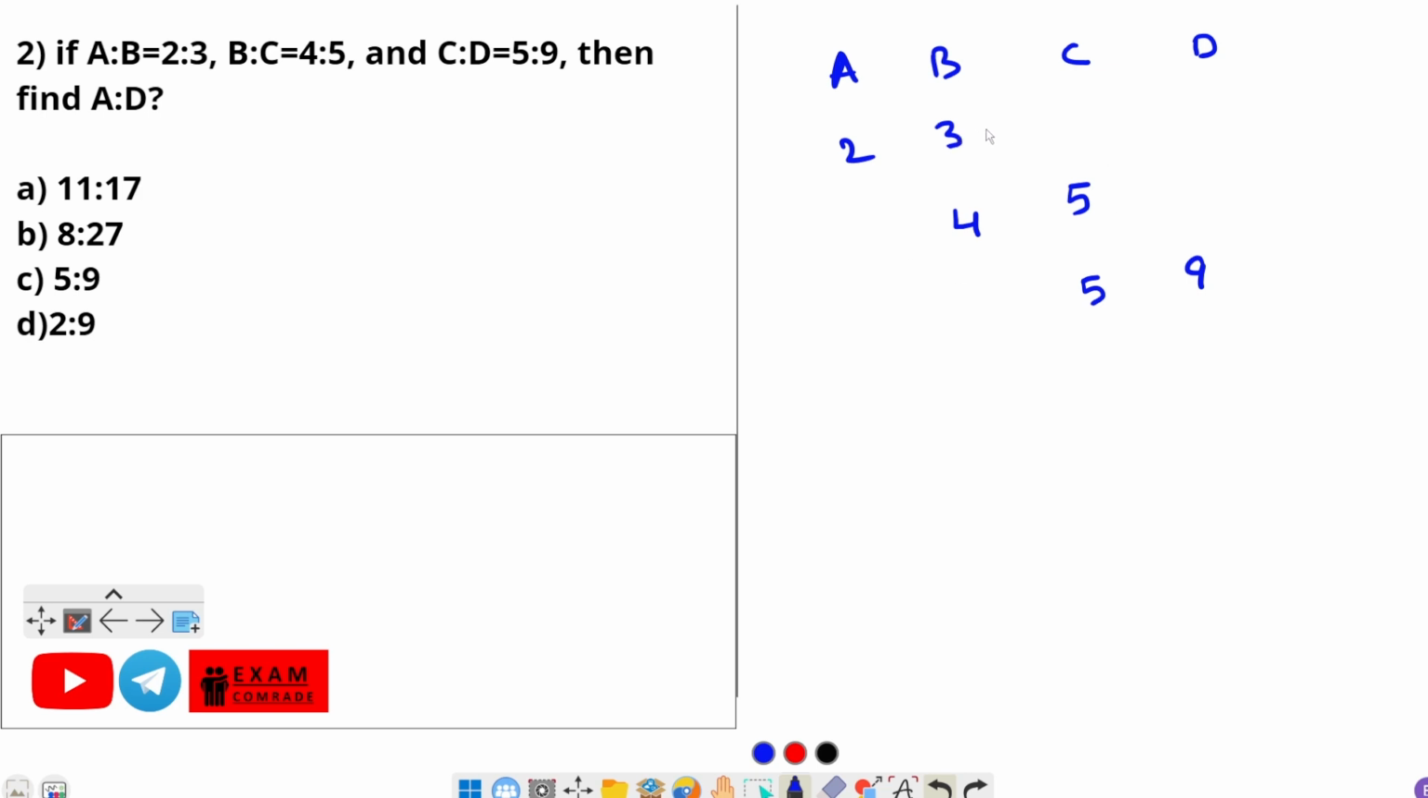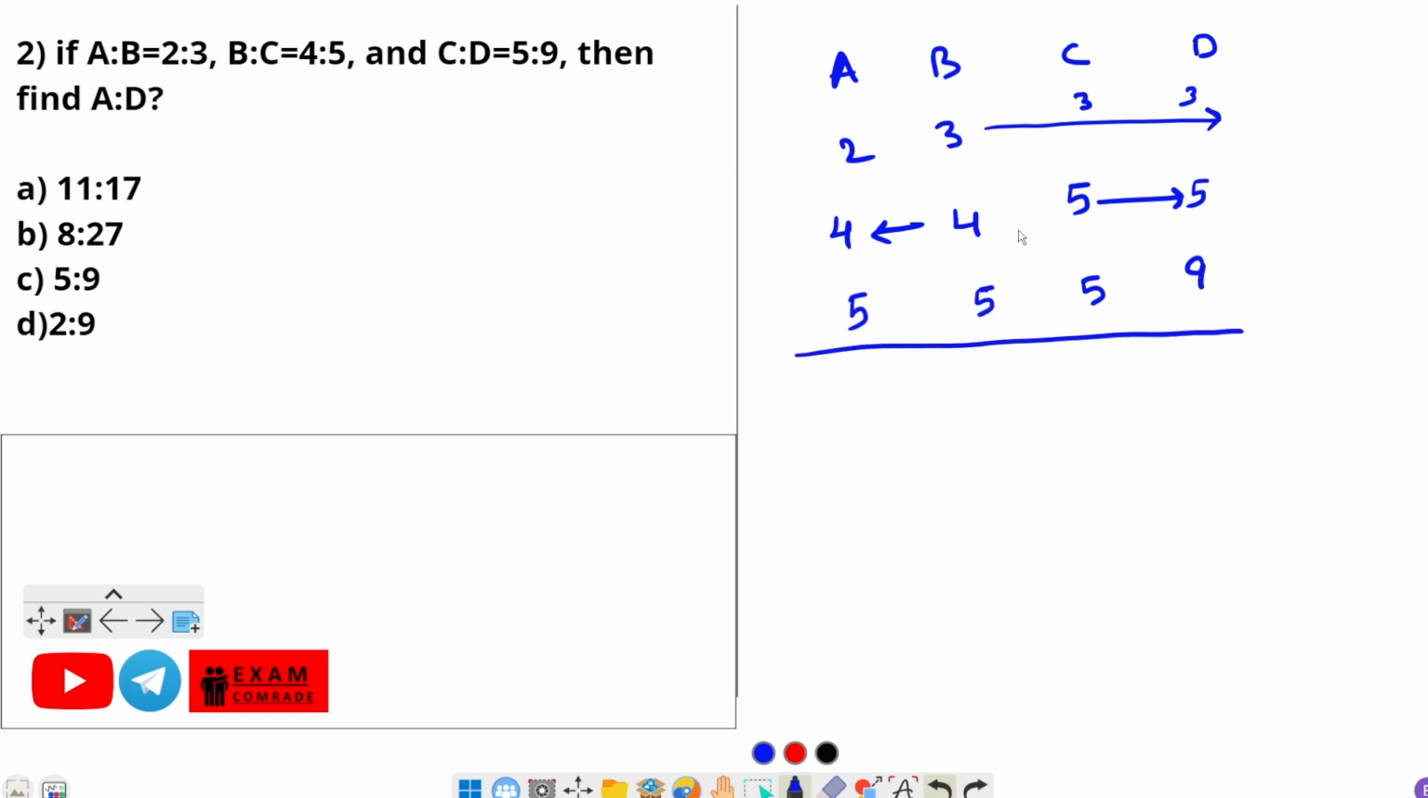Just extend this 3 to the right hand side, extend this 5 to the right hand side, extend this 4 to the left hand side, extend this 5 to the left hand side. Okay, we can see that 5 is common in A, B, C and D, so just cancel it out everywhere only once. Okay, 2 into 4 is 8, 3 into 4 is 12, 3 into 5 is 15, 3 into 9 is 27. Okay, what the question asks is A is to D. A is to D is 8 is to 27.